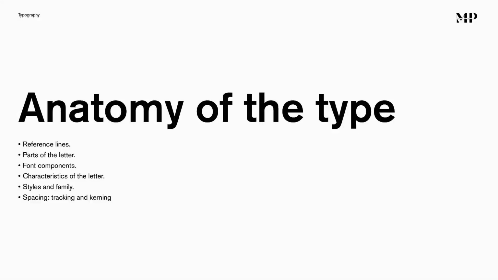Hello everyone and welcome to this new class where we are going to talk about the anatomy of the type. By this, I mean all those parts that make up typography. We will talk about reference lines, parts of the letter, the components of the font, characteristics of the letter, styles and family, and the spacing, tracking, and kerning. Let's start, therefore, with the reference lines in a typography.